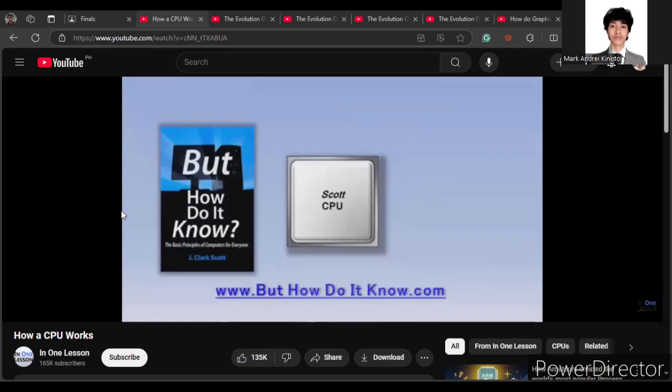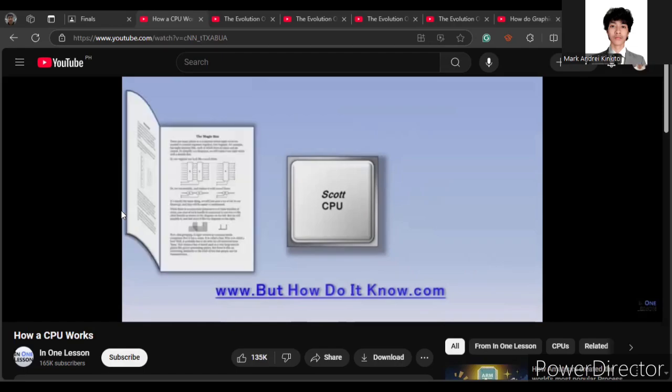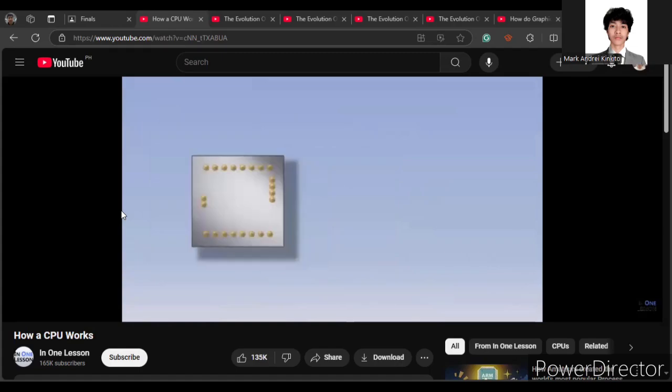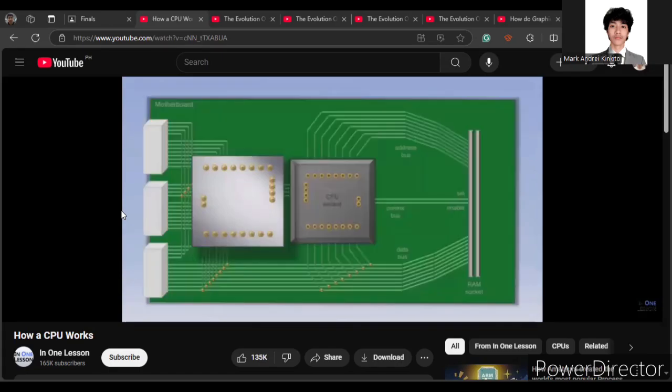So let's take an example. Suppose you are running a simple addition program, just adding. The CPU fetches the instruction to add two numbers, decodes it to determine which operation to perform, and then executes the addition using the ALU. The result is stored in a register or memory, ready for use by another instruction.